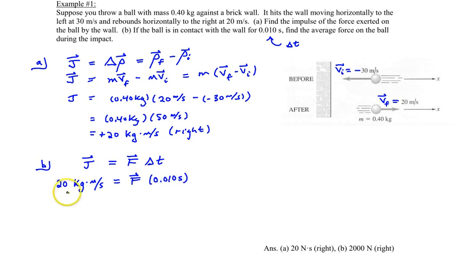So if we did 20 divided by 0.01, we get a force of 2,000 newtons in the same direction of the impulse. So this is to the right. And that makes sense because the wall would be exerting a force on the ball as it's in contact with that to the right to change that ball and make it accelerate to the right. And that's it for this example.